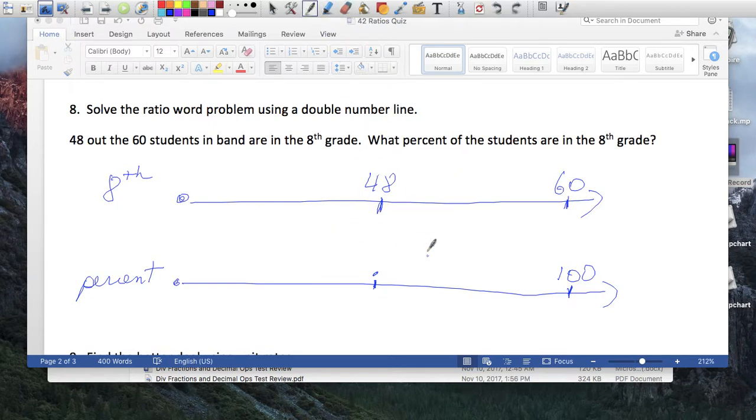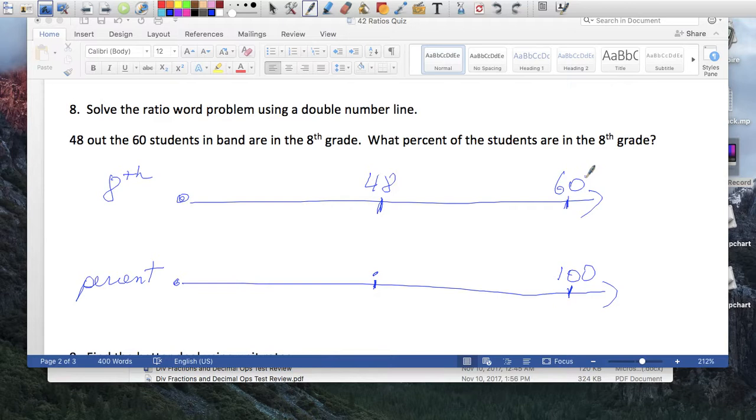So, do you see an up and down relationship? No. Do you see anything that divides by 60 to get to 48? No. So we're going to have to do something with 60 over 100. Not 48, you leave that alone. Change this ratio, 60 over 100, in a different way so that it might help you get to 48.